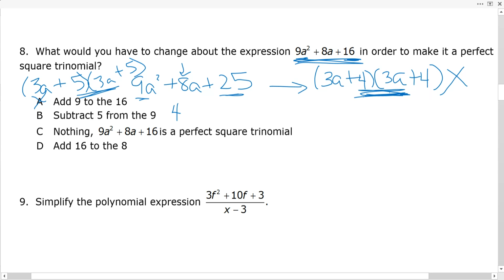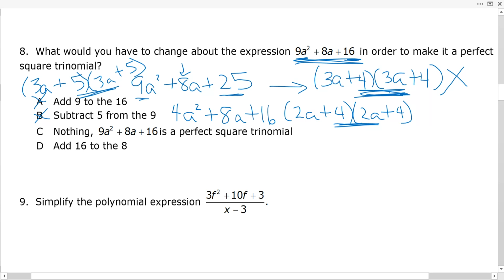That means we're going to have 4a squared plus 8a plus 16. This one would be 2a plus 4. This is 8, except that you have to double it, which makes 16. So it's not B. C is not a perfect square trinomial, so it's not C. So it's probably D, but let's check it. If we have 9a squared plus 16a, oh, plus 16 plus 8 makes 24. My bad.